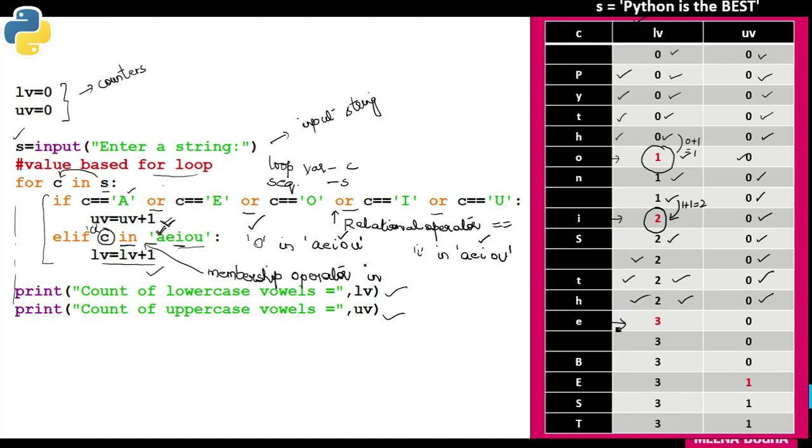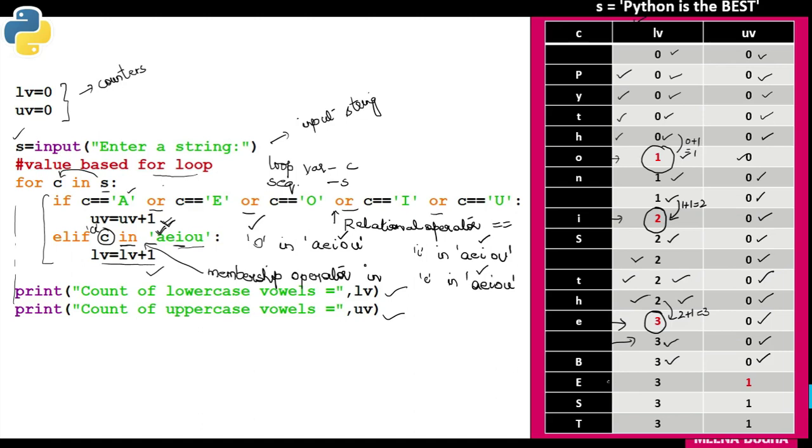Now when small e comes, again small e will be a member of A, E, I, O, U string. So the IF block condition becomes true, and my LV counter 2 plus 1, it becomes 3. So LV counter is changed. UV counter is yet to open its account. Now with space also, none of the counters will be changed. With capital B, none of the counters will be changed.